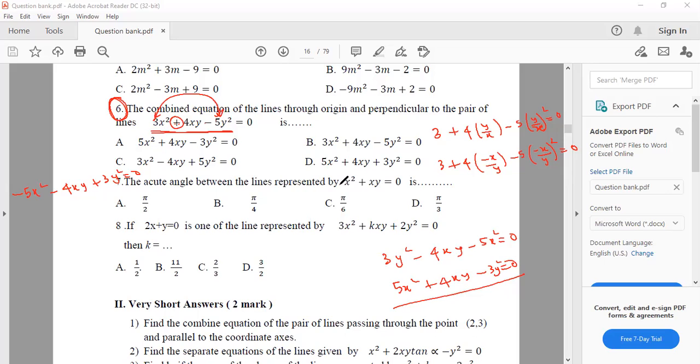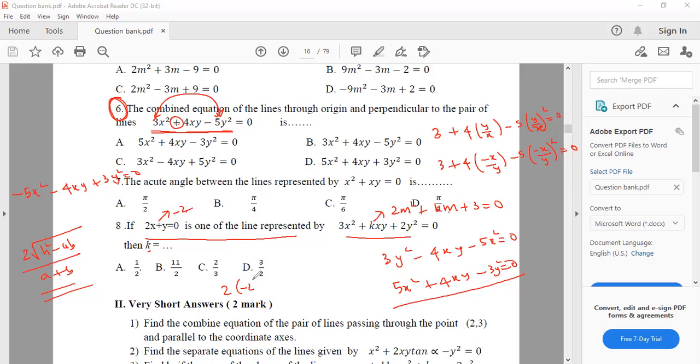What about this one? Acute angle: tan theta is 2 root h square minus ab upon a plus b. You can do all this, no? If one of the lines represented by this equation, find k. So what is the slope of this line? -2, no? What is the auxiliary equation? Now put the value of m as -2 here, you get the answer. So 2 into -2 the whole square plus k into -2 plus 3 equals 0.